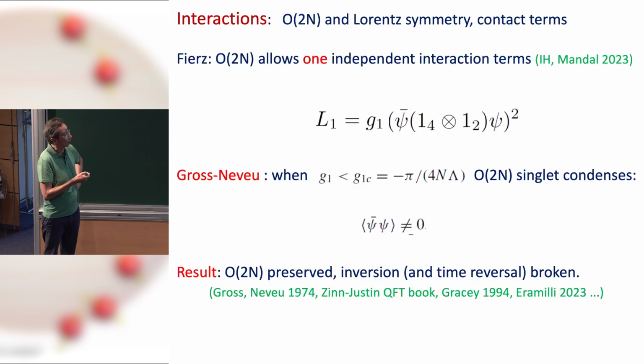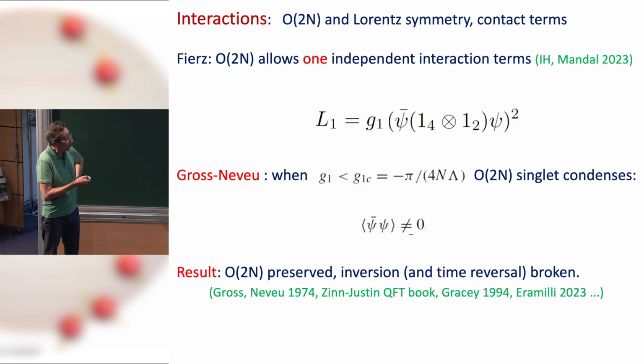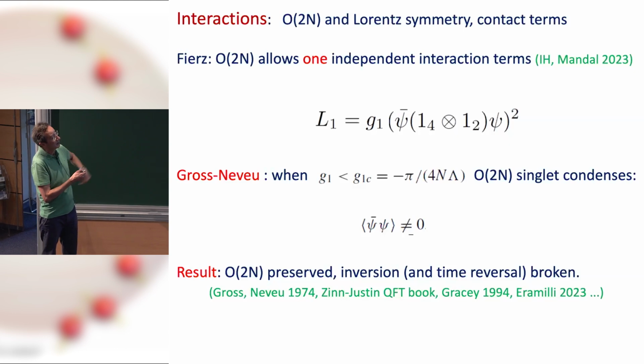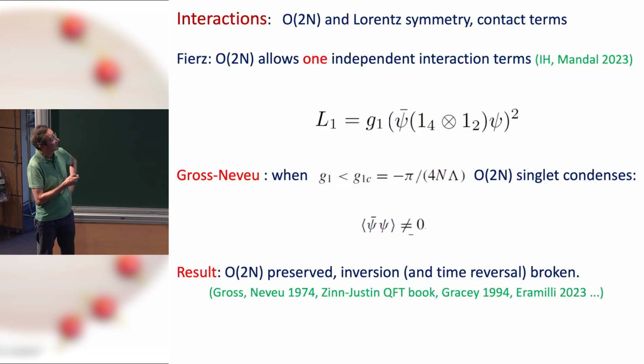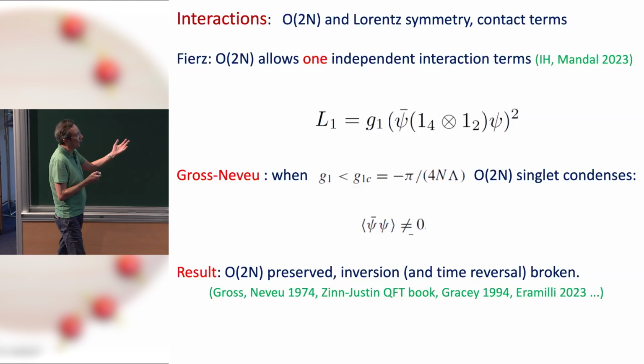So what happens in the Gross-Neveu? We know a lot about Gross-Neveu, of course, but I would claim that there are some things that maybe we don't know. So what we know for sure is that if this interaction is, let's say, in my convention, maybe your convention is different, but in my convention negative, then this thing that is being squared here picks up an expectation value.